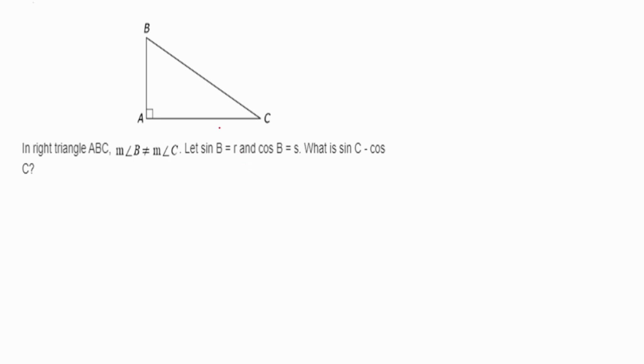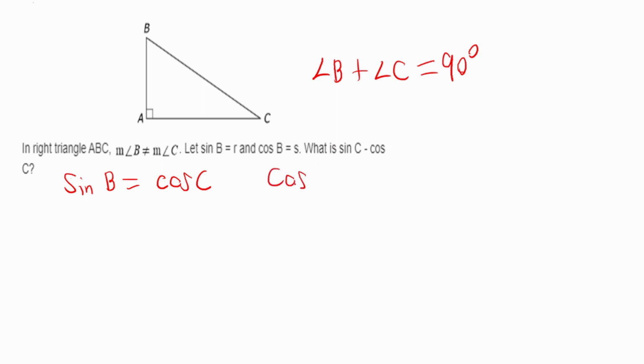Well, one thing we know, since these are complementary, since angle B plus angle C equals 90 degrees, we know that has to be true. It's a right triangle, so that has to be true. And since they're complementary, then we know that this has to be true also, that the sine of B is going to equal the cosine of C. And then the cosine of B equals the sine of C, right?